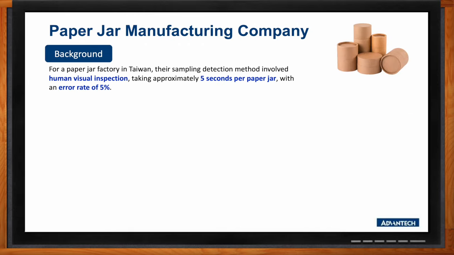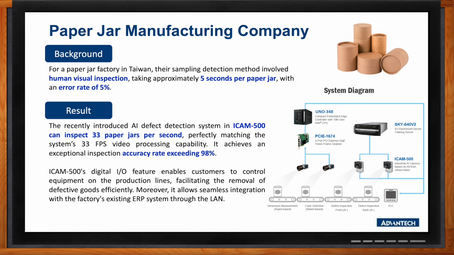Okay, so here's a use case of our visual inspection application. We've seen this when a paper jar manufacturing company came to us asking to improve their current working model. The human visual inspection was taking approximately 5 seconds for each paper jar, with an error rate of 5%. Due to the improvement and the use of iCam 500, we were able to create an AI defect detection system that can inspect up to 33 paper jars per second, achieving an accuracy rate exceeding 98%. The use of the iCam 500 enables customers to control the equipment on the production lines, facilities, and removal of defective goods efficiently.